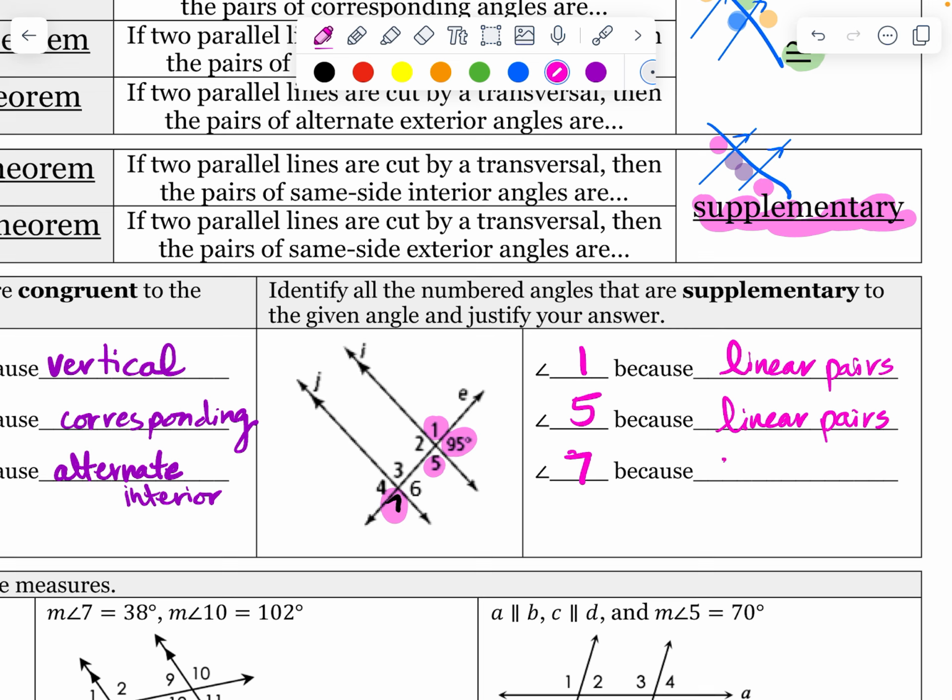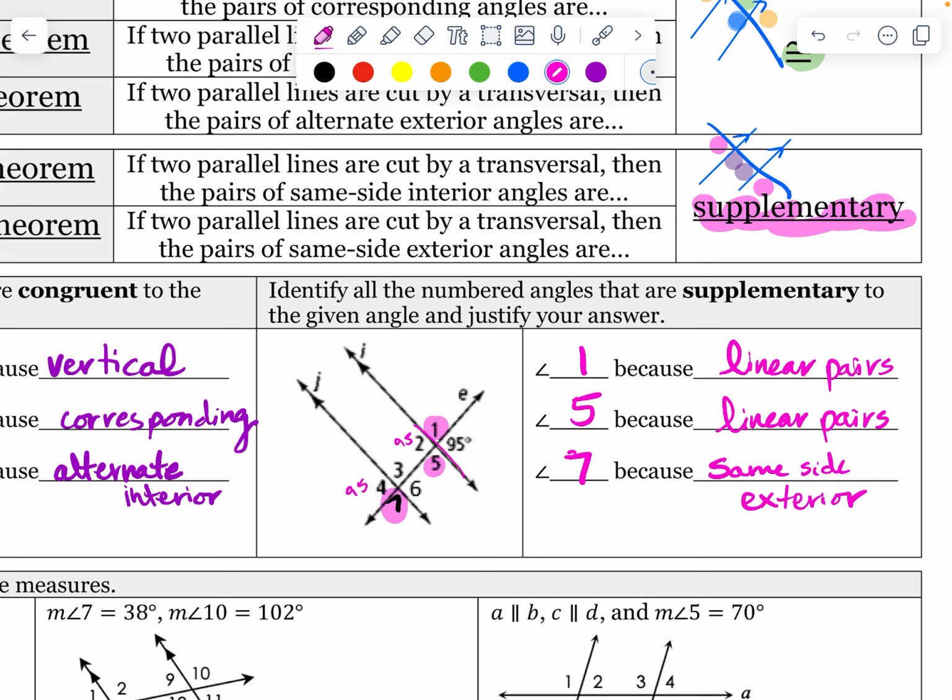Angle 7, because it's same side exterior. And this also kind of makes sense because we know that this will be 95, right? So that means this will be 95. So 180 minus 95 will get me, see, they're not all congruent to 95, right? They're supplementary to 95.